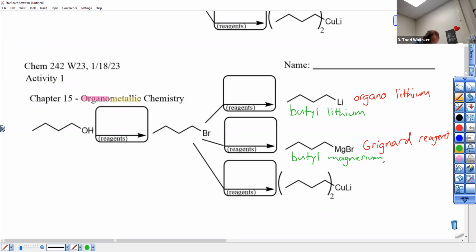Remember, magnesium is a 2+ cation. So when we look at the equivalence of these things, you should think of magnesium as 2+, the Br is 1-, and the carbon is the other minus. We'll get back to that. The last one is called a Gilman reagent, and this is dibutyl copper lithium.